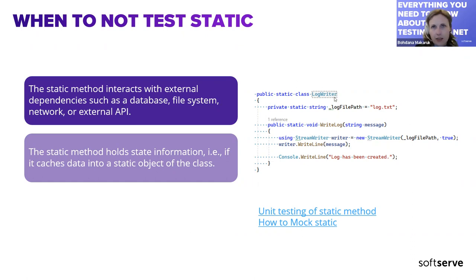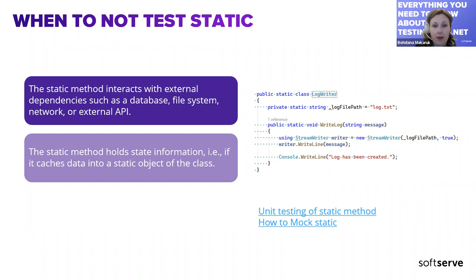And I've added an example here. In this code, it's pretty hard to extract the stream writer. So to refactor this code to make it testable, it can be really challenging. And a common way is just to refactor it, rewrite it totally and then test.